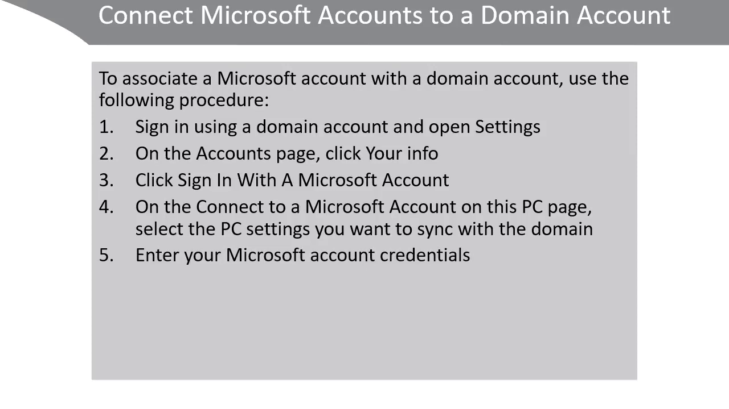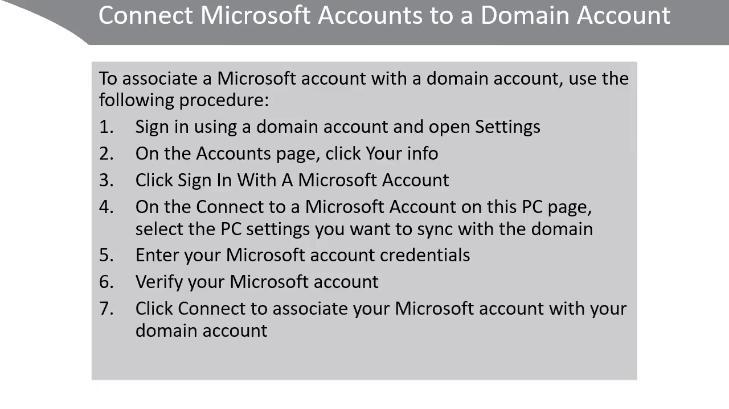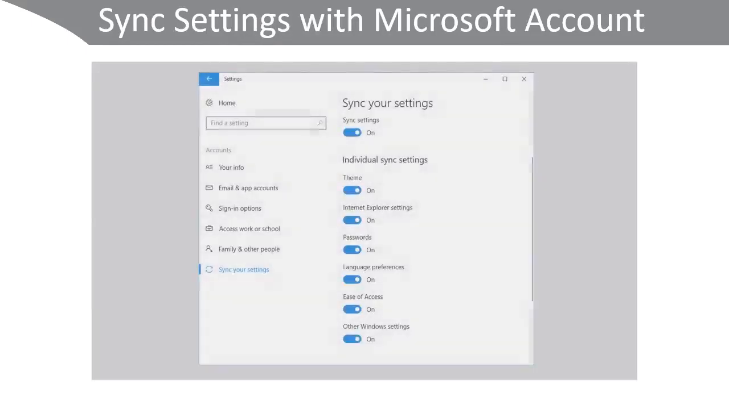Enter your Microsoft account credentials. You'll need to verify your Microsoft account, which might require multi-factor authentication, such as receiving a text or making a phone call. Click Connect to associate your Microsoft account with your domain account. Once you've done this, or conversely associated it with a local account, you can sync your settings with your Microsoft account. Open the Settings app. On the Accounts node, open the Sync Your Settings tab and then specify that you want to sync your settings. You can then sync the theme, Internet Explorer settings, passwords, language preferences, ease of access, and other miscellaneous Windows settings.